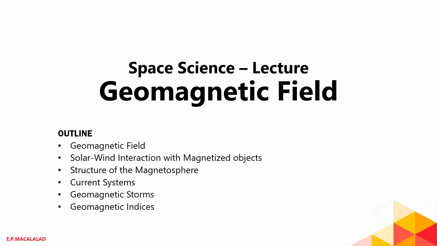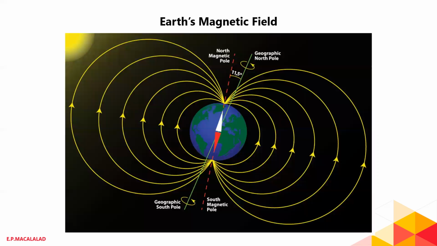Then from there, we're going to talk about the current systems within the Earth's magnetosphere and how they are used to determine whether there is a geomagnetic storm through the computations or calculations of what we call a geomagnetic index. So these geomagnetic indices are used to determine whether there is an ongoing geomagnetic storm. Okay, so let's start with the Earth's magnetic field.